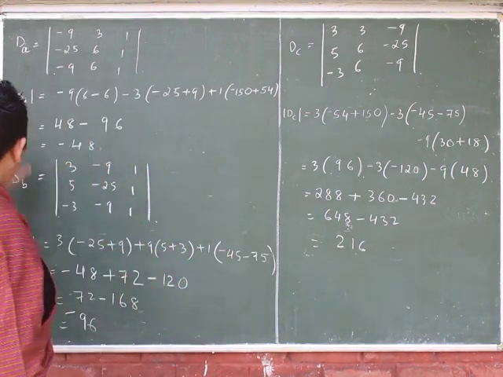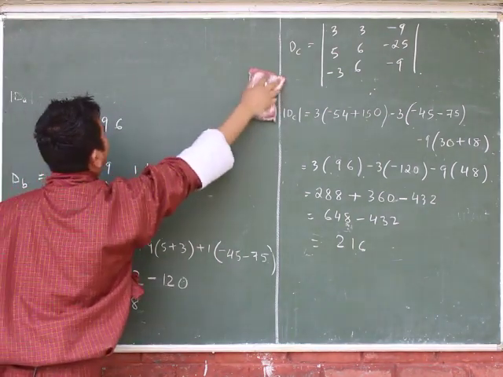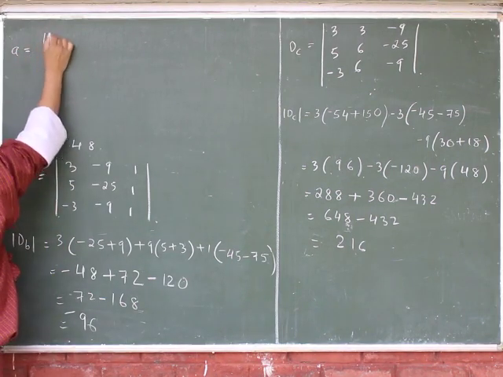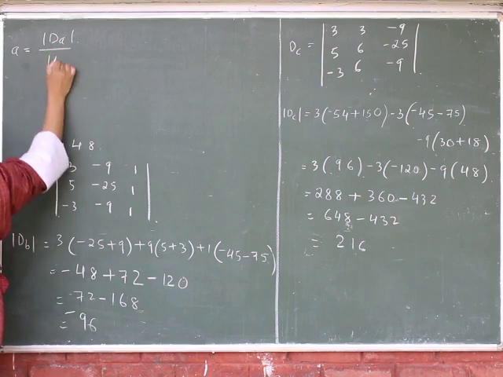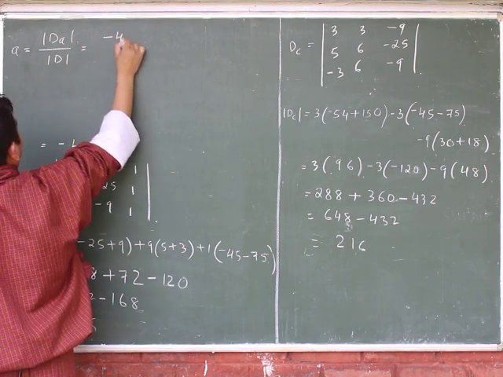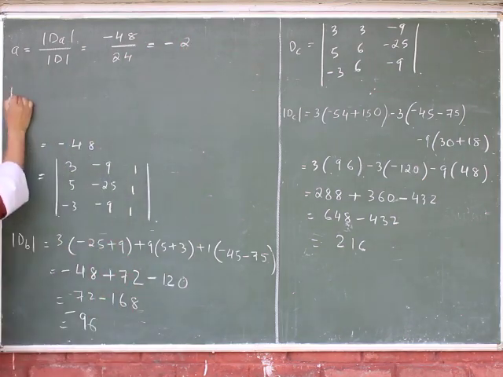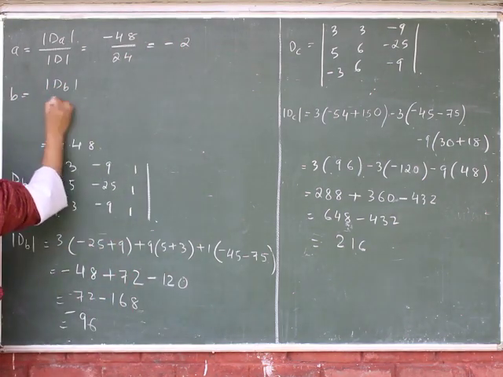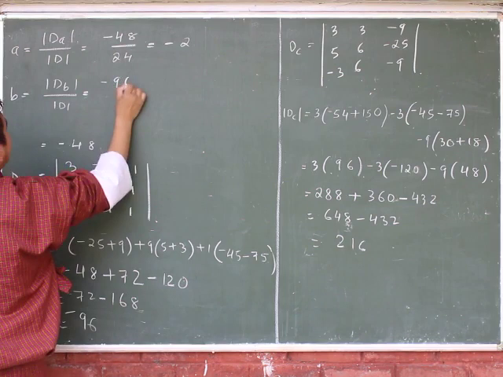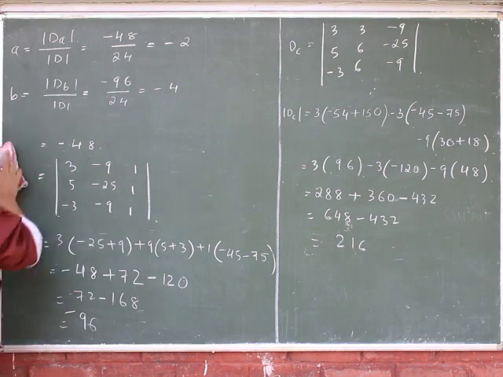We have now dA, dB and dC. Now we are going to find the values of A, B and C. First, to find the value of A, the formula is determinant dA divided by determinant D. This is as per Cramer's rule. Determinant dA is negative 48. What was the determinant D value? 24. So the answer is equal to negative 2. Similarly, B is determinant dB divided by determinant D, which is negative 96 divided by 24, which is equivalent to negative 4.